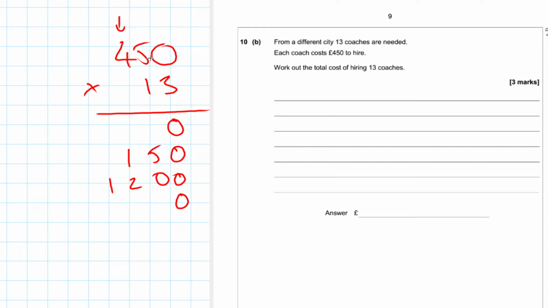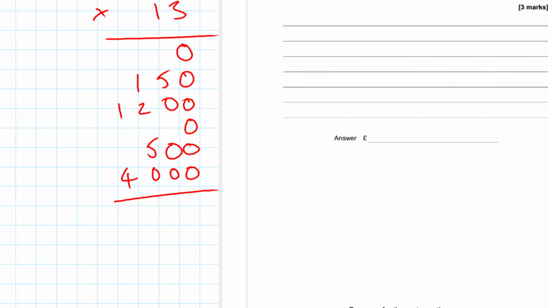For the next one, we've got 10 times 0, which is 0. We then do 10 times 5, but notice that we are starting from the tens, so we add a 0, and then we're starting with the second value, so we add a 0 here, and we end up with 10 times 50, which is 500. And then the final one is 10 times 400, or alternatively, you could do 10 times 400, which is 4,000.